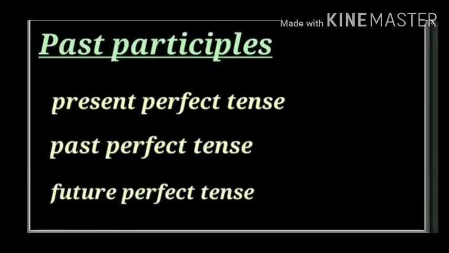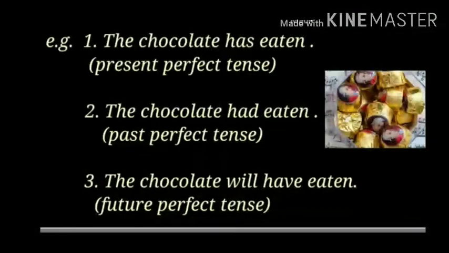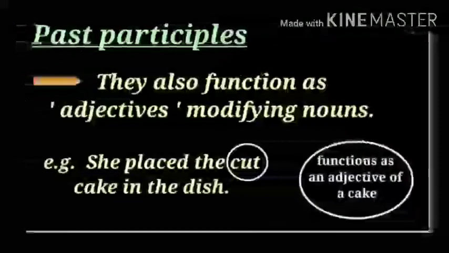Second type is past participle. Examples are the chocolate has eaten. This is in present perfect tense. The chocolate had eaten. It is in past perfect tense. And the third one is the chocolate will have eaten. It is in future tense.